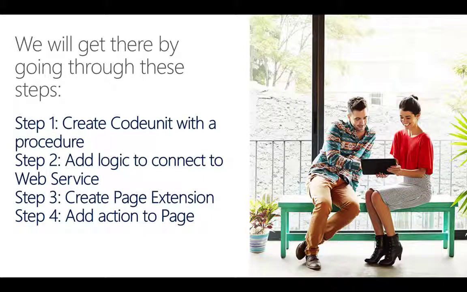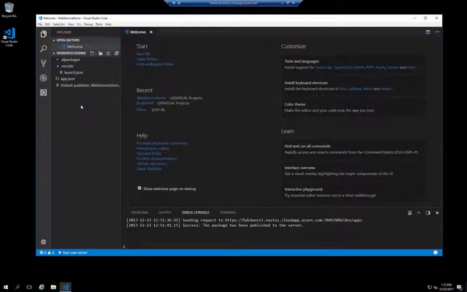Let's get started. We are in Visual Studio Code, and I've prepared a new empty workspace. First, let's create a new code unit with a procedure. We need a new file. Let's call it getExchangeRate.al.